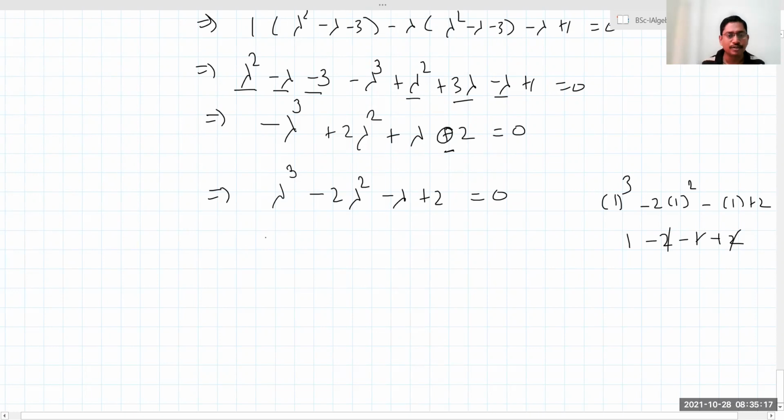How to find the remaining roots, I will just explain the synthetic division. So the coefficients of lambda cube, I'm writing all the coefficients, lambda cube, lambda square, lambda and constants. And lambda equal to 1 is one root.